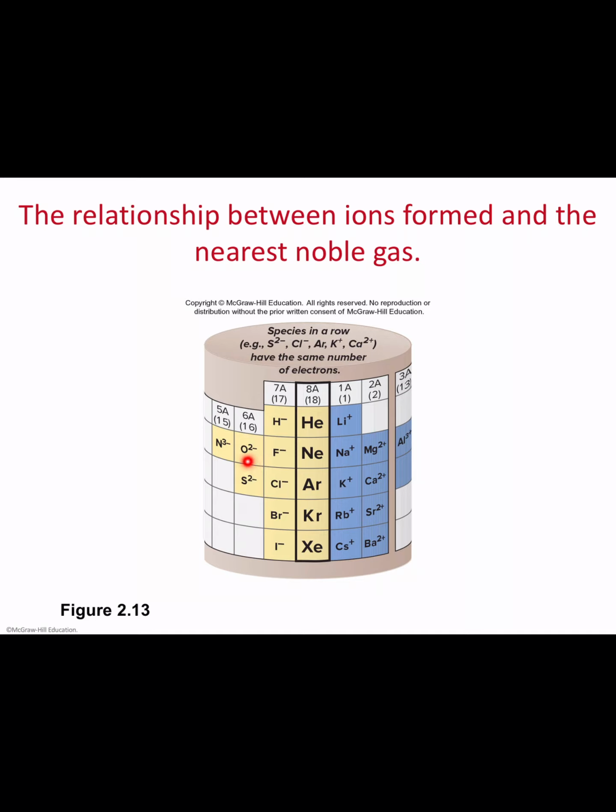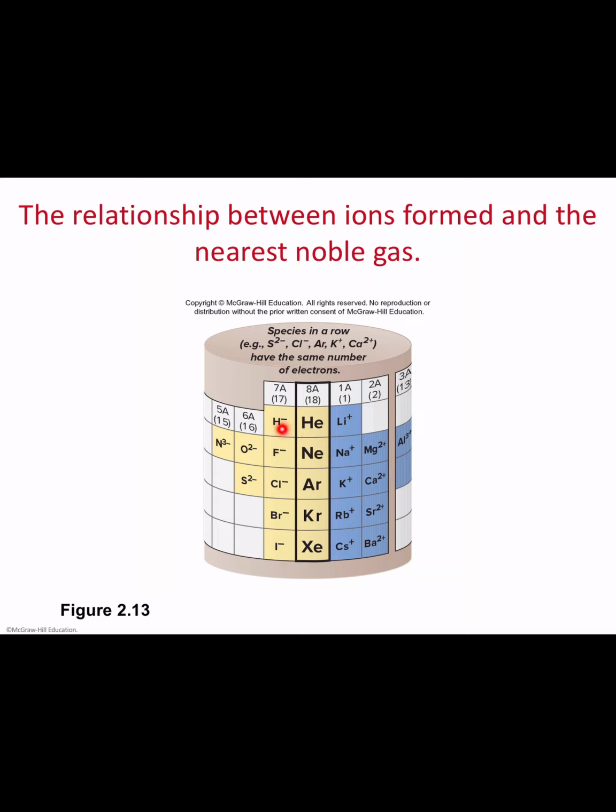And oxygen, atomic number 8. Closest noble gas, atomic number 10. So the oxygen will gain 2 electrons. If oxygen gains 2 electrons, it would become O2 minus. So the most common ion oxygen makes is O2 minus. Similarly, nitrogen, atomic number 7. So it will take 3 electrons and become N3 minus to resemble neon electron configuration.